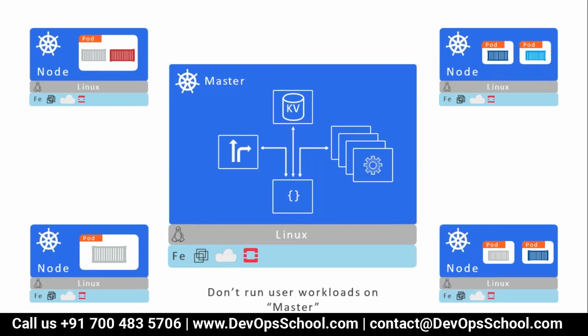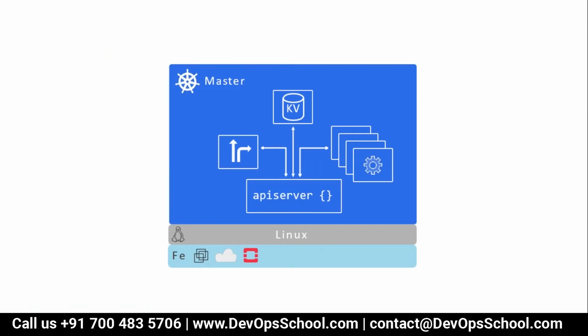So this is the thing. Now let's do one thing. Let's focus on the master components, because we need to know which components the master node has and what the function of these components is. It's a very important topic, by the way, guys. So you have to understand this very well. Master node has 4 important components. One of the components we call the API server.